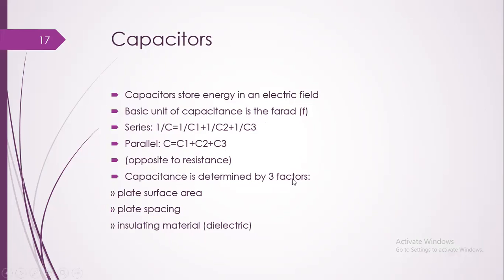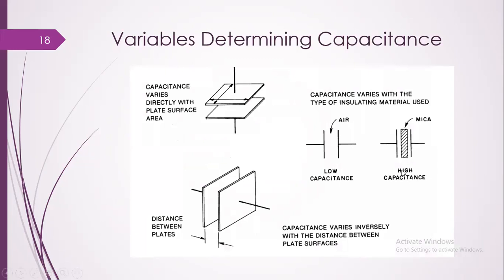Capacitance is determined by three factors: plate surface area, plate spacing, and insulating material, which is the dielectric medium in between the plates. So the variables determining the capacitance: capacitance varies directly with the plate surface area. You can see that based on the area, the capacitance would be increased or decreased. The distance between the plates also increases or decreases the capacity based on this concept.